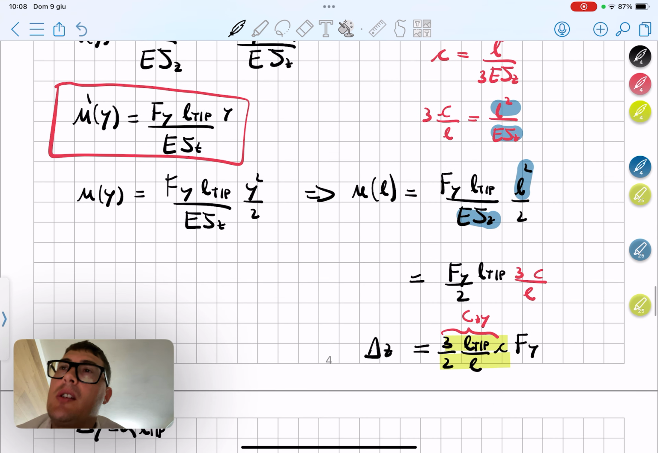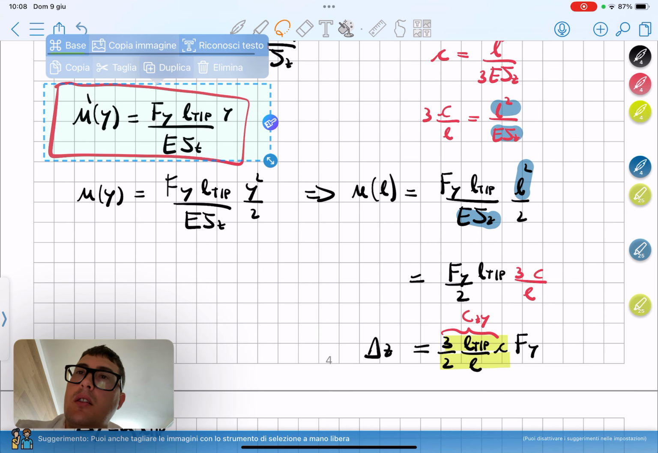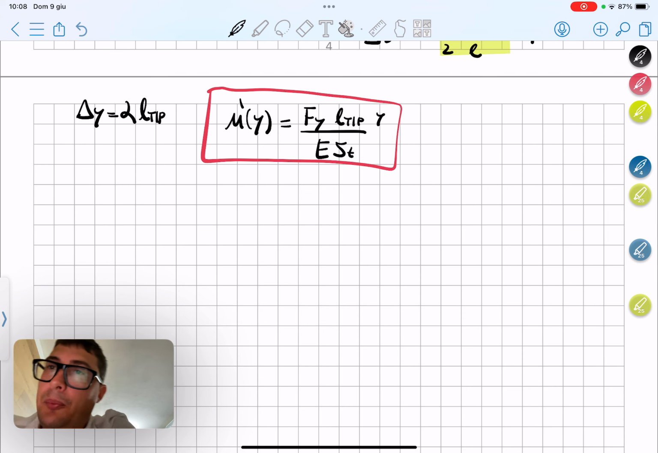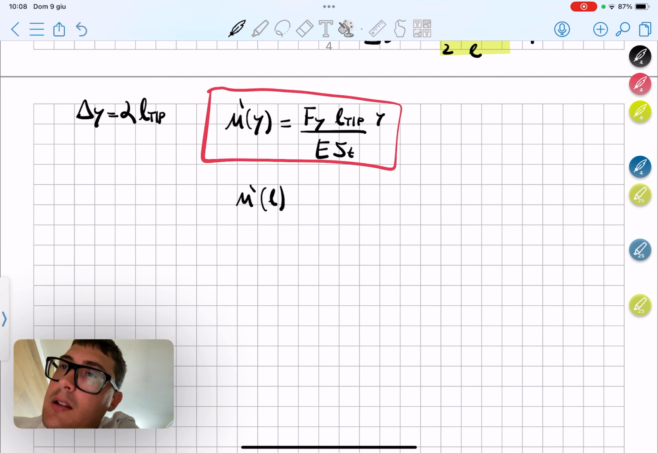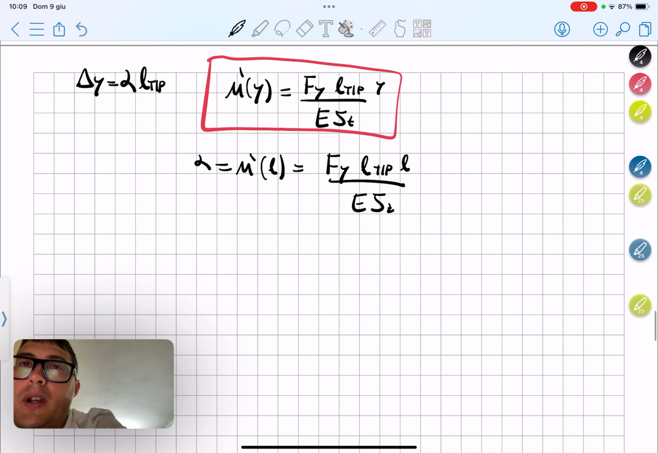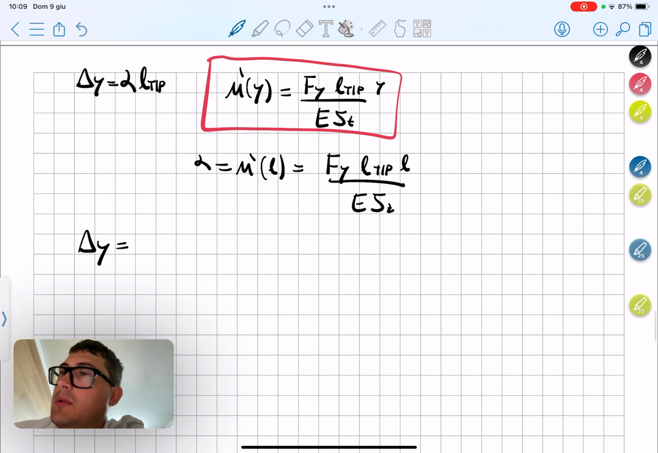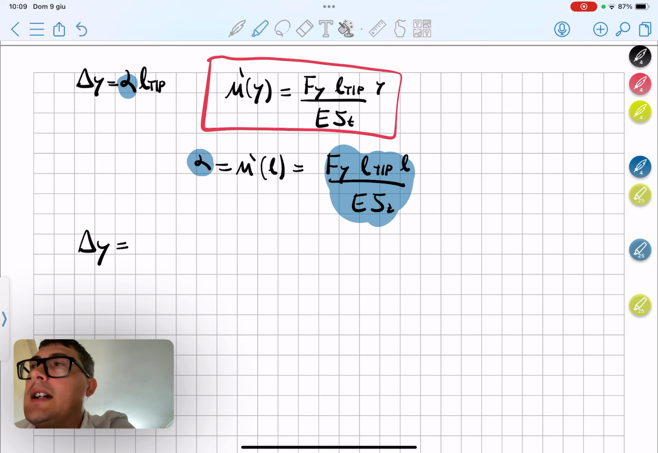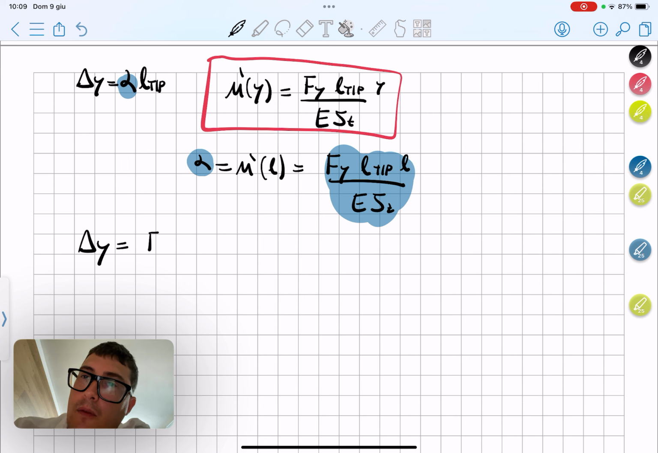Specialized into, so let me copy it so we avoid mistakes. Copy like this. And we specialize it, so u prime of L is equal to f of y, L divided by EJz. And this is our alpha. We replace our alpha inside this equation, and we have f of y divided by EJz, L of the tip, but there is already one, so it's L squared.